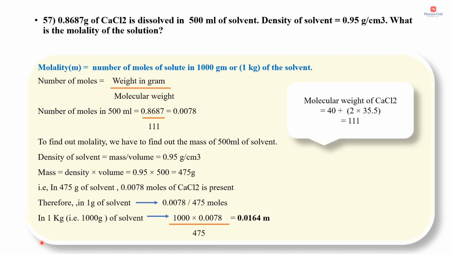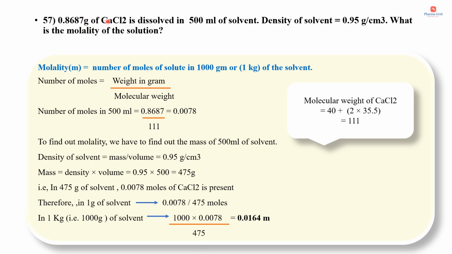0.8687 gram of calcium chloride is dissolved in 500 ml of solvent. Density of solvent is equal to 0.95 gram per centimeter cube. What is the molality of the solution? So in this question we need to calculate the molality, which is denoted as small letter m. In the previous question we have discussed about molarity, which is denoted as capital letter M. So molality is equal to number of moles of solute in 1000 gram or 1 kilogram of the solvent. Number of moles can be calculated by the equation weight in gram divided by molecular weight.